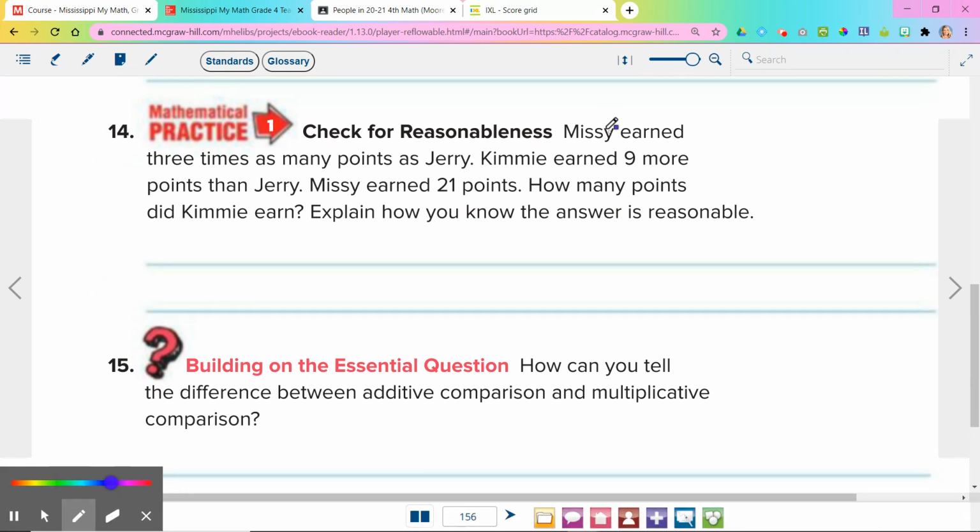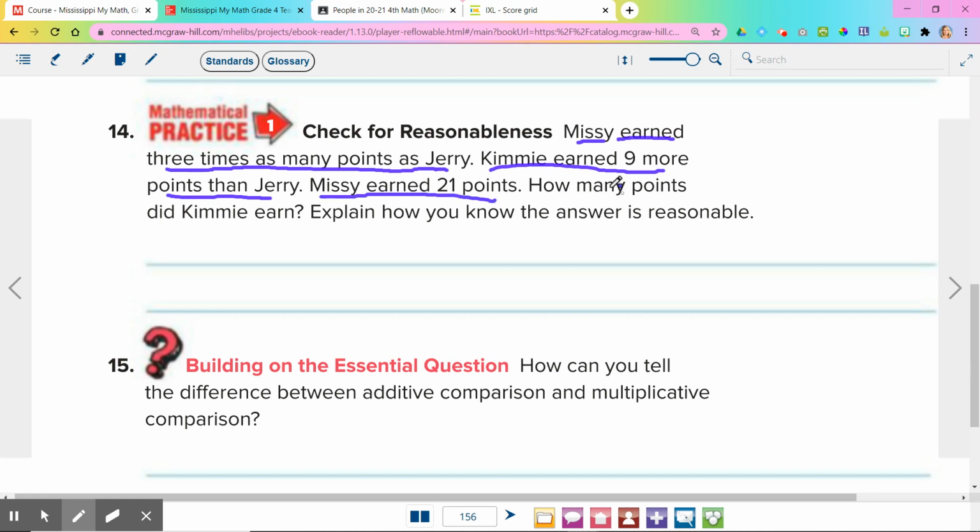Because on number 14, it says, Missy earned 3 times as many points as Jerry. Kimmy earned 9 more points than Jerry. Missy earned 21 points. How many points did Kimmy earn? Explain how you know the answer is reasonable. So that's a lot of information that they throw out at you.